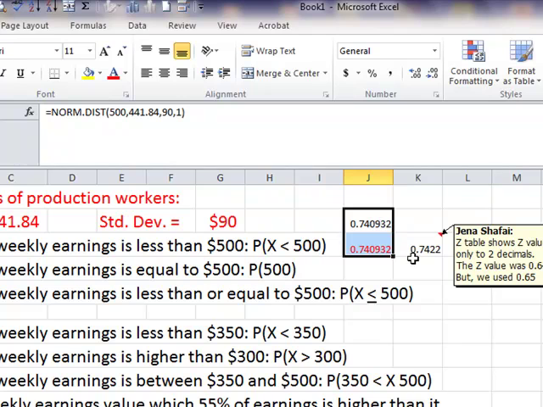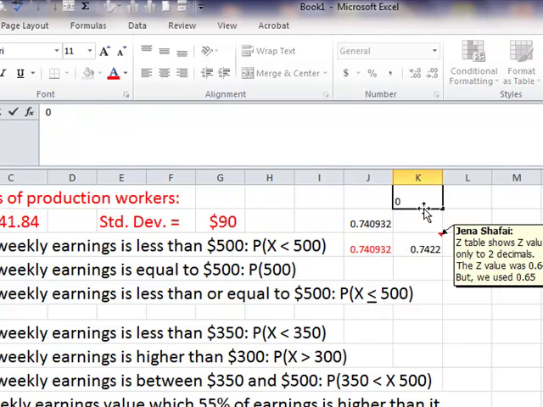We use 0, or we use false, and we use 1, or we use true, to designate whether we use cumulative calculations or not. Thank you.